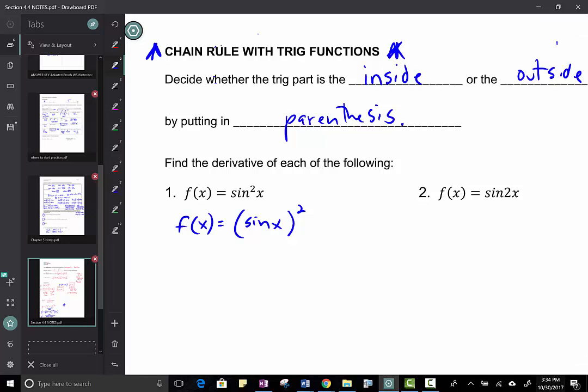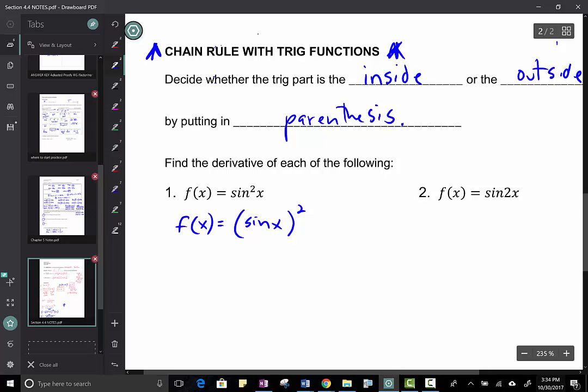So following the chain rule then, we do the derivative of the outside piece, bring the exponent down front, the inside stays the same for now, and then subtract the exponent by 1, so we get this, 2 sine x, times the derivative of the inside. Well, the inside is sine of x, so we multiply that by the derivative, which is cosine.